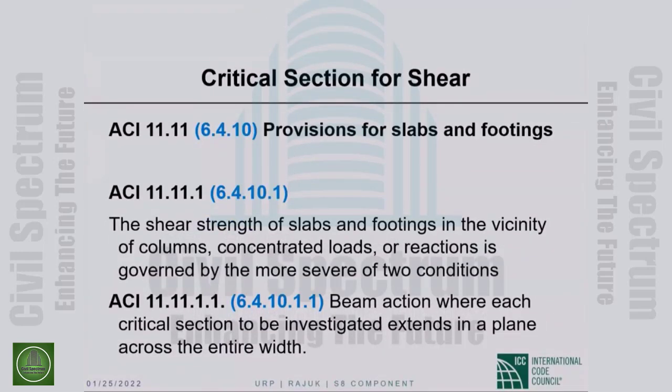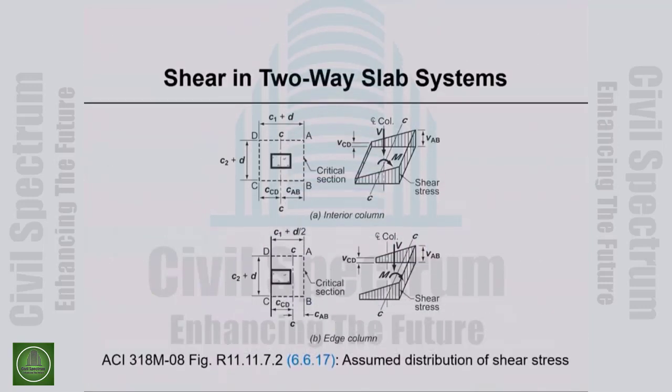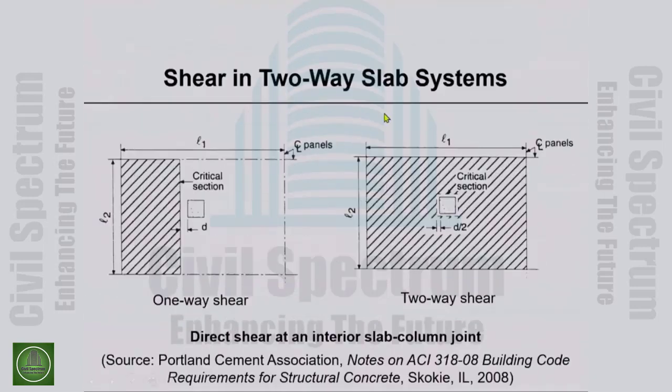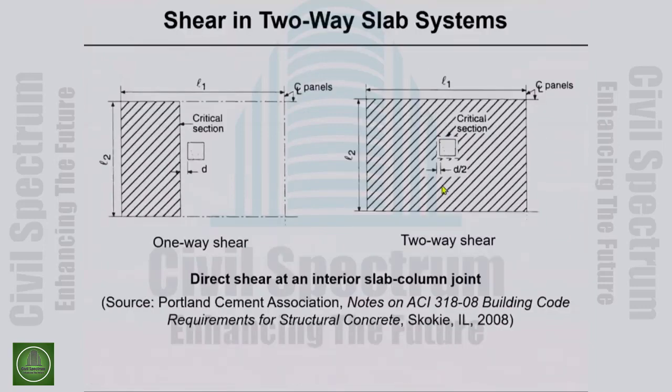Okay. So ACI and BNBC provisions for slabs and footings. The shear strength of slabs and footings in the vicinity of columns, concentrated loads or reactions is governed by the more severe of two conditions. You will see this language throughout the code, not just columns. Columns, concentrated loads or reactions. Anyway, so two conditions: beam action, where each critical section to be investigated extends in a plane across the entire width, as you saw in our picture. Okay, the critical section goes across the entire width.